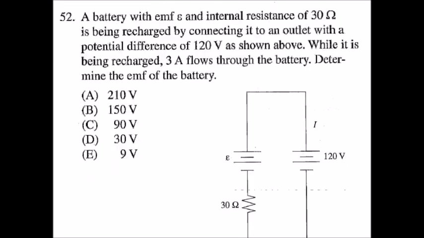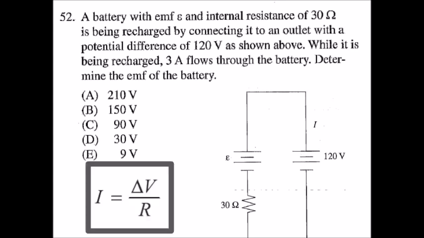Number 52, i.e. number 17. A battery with EMF epsilon and internal resistance 30 ohms is being recharged by connecting it to an outlet with a potential difference of 120 volts as shown there. While it is being recharged, 3 amps flows through the battery. Determine the EMF of the battery. We'll be using Ohm's law. I equals delta V over R. That's how it appears on the equation sheet.